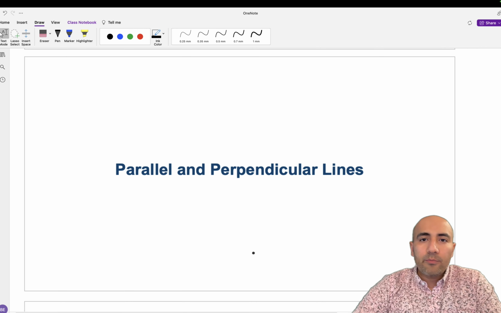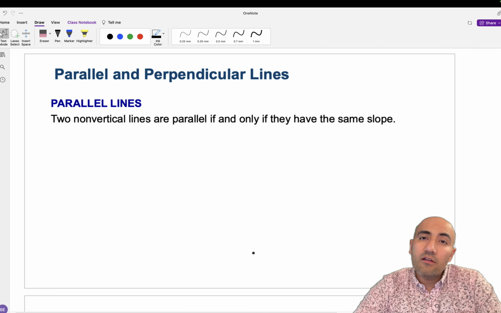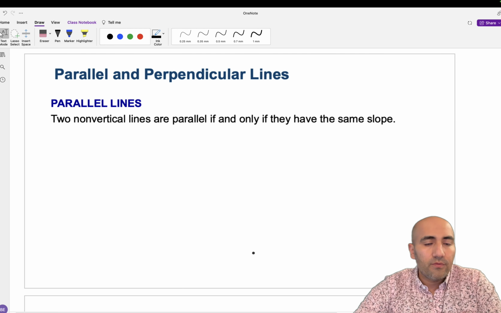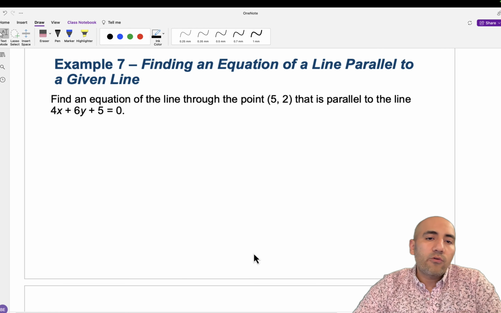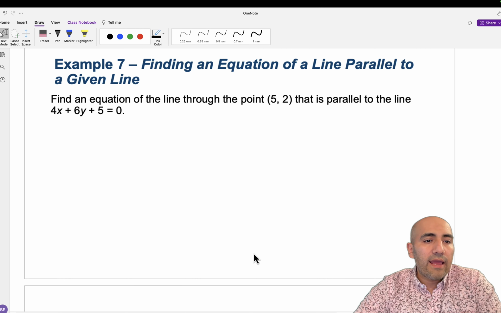Okay, parallel and perpendicular lines. Two non-vertical lines are parallel if and only if they have the same slope. For example, find an equation of the line through the point 5, 2 that is parallel to the line 4x plus 6y plus 5 equals 0.